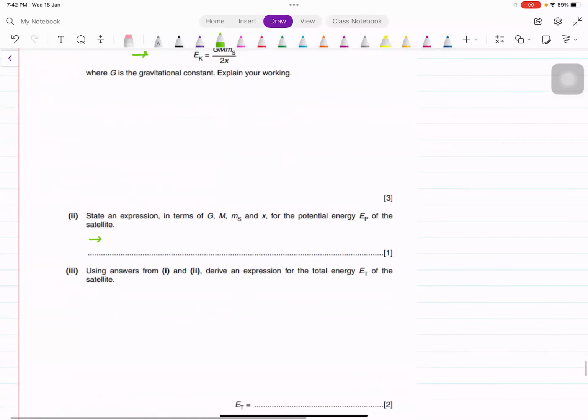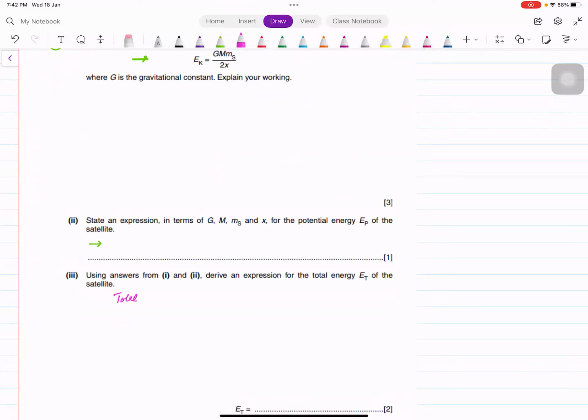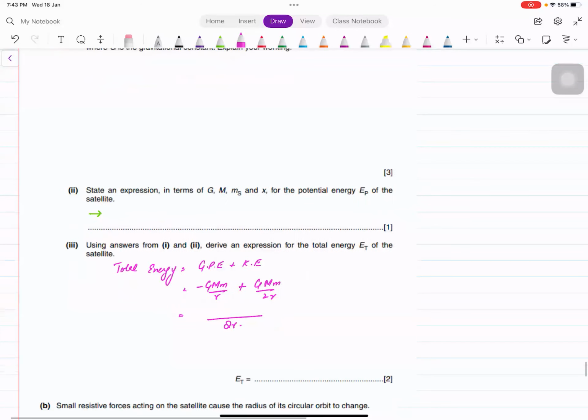Now, this is an important question. We already know that total energy of anything is equal to the gravitational potential energy plus the kinetic energy. The gravitational potential energy will be minus GMm over R, and the kinetic energy will be GMm over 2R. And then you can just subtract these. Can we subtract it? I don't think we can, right? We can take the reciprocal. If you want to, you can write it like this. If you do that, this is going to be minus 2GMm, and that's going to be plus GMm. And now it's going to be minus GMm over 2R. So this should be the expression. Do you guys understand this?